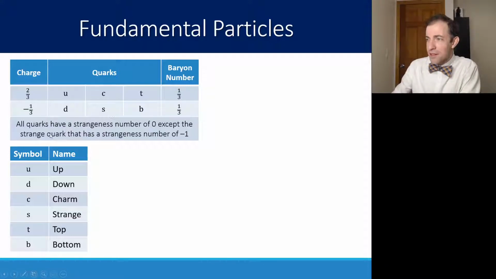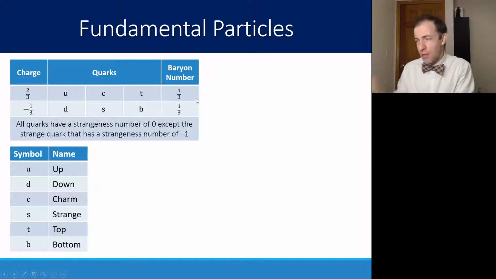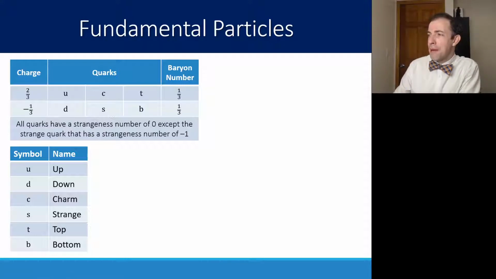Now, these quarks have a strangeness number to them as well, and that strangeness number is 0 unless you have a strange quark, then it has a strangeness number of -1. You'll also notice that these have something called a baryon number. We'll talk about baryons in a little bit, and that baryon number for all these quarks is 1/3.